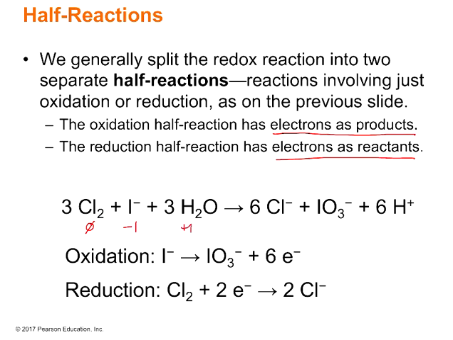Hydrogen will be +1 when it's in a compound. Oxygen will be -2 when it's in a compound. And then in the products, the chloride ions will have a -1 oxidation number. And then we have a polyatomic ion, iodate. So oxygen will still have a value of -2, but there's 3 of them. So that will be an overall -6 coming from those 3 oxygens.